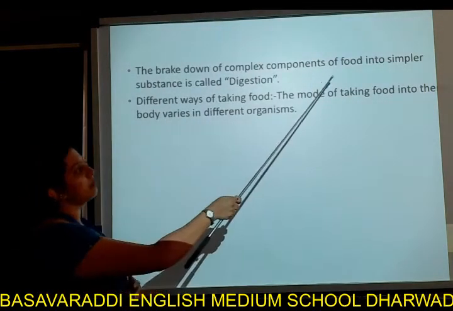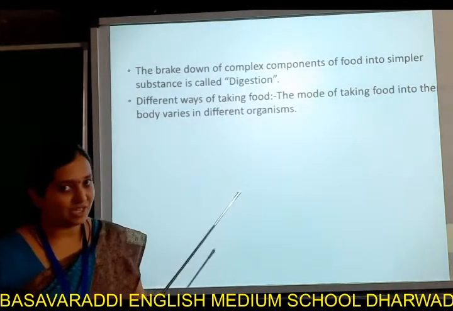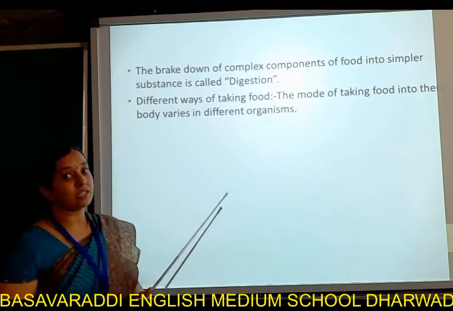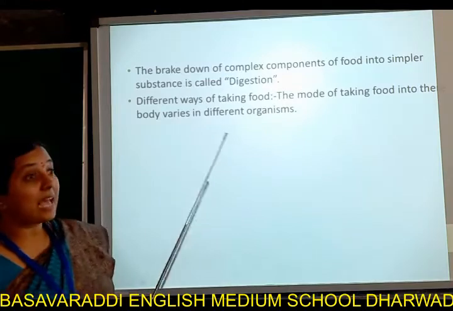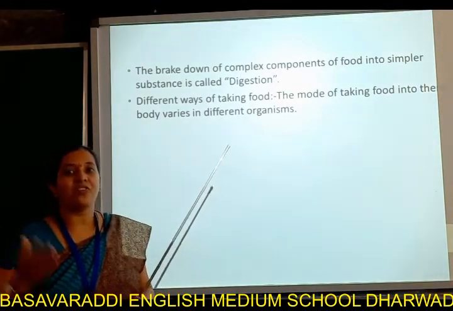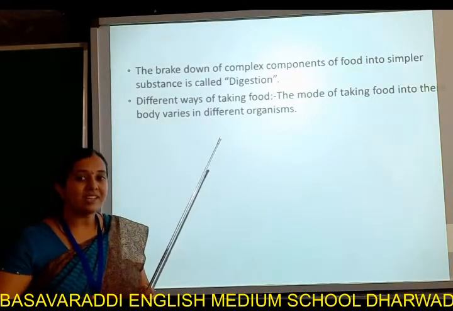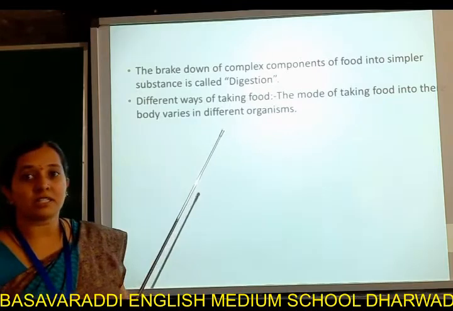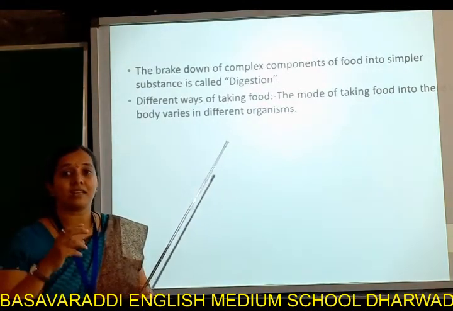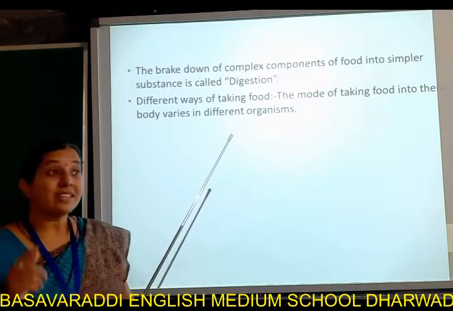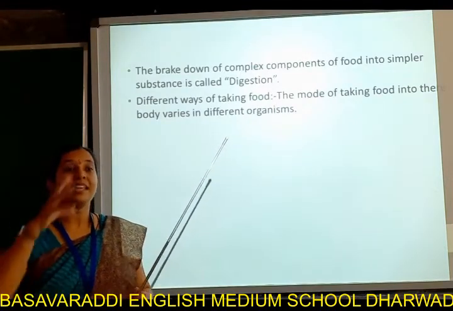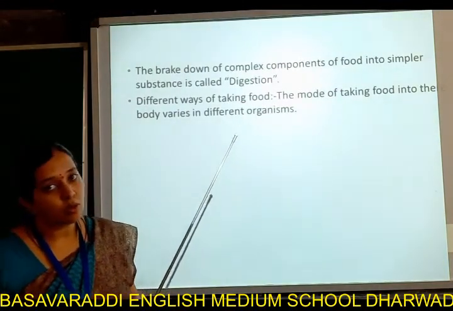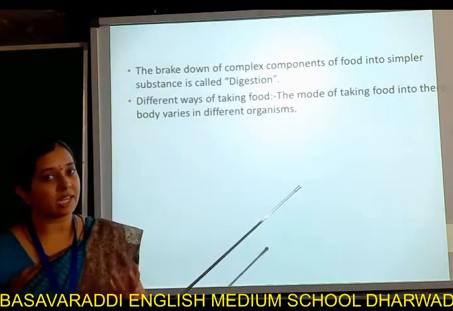The breakdown of complex components of food into simpler substances is called digestion. Then, the intake of food: the mode of intake of food varies from organism to organism. We take the food by mouth, chew it and then swallow it. But birds suck the nectar from the flower. In the same way, most snakes swallow their prey. So the mode of intake of food varies from organism to organism.